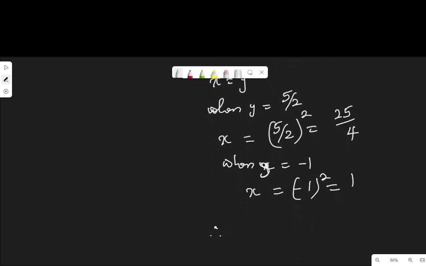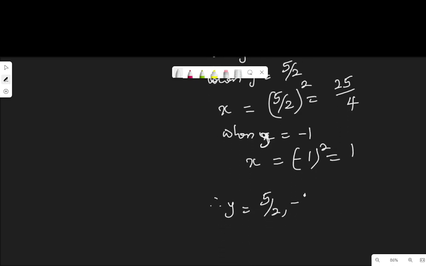Therefore, the values of y are 5/2 or, what was the other one, -1. The values of x are 25/4 and +1. And that brings us to the end of this question.